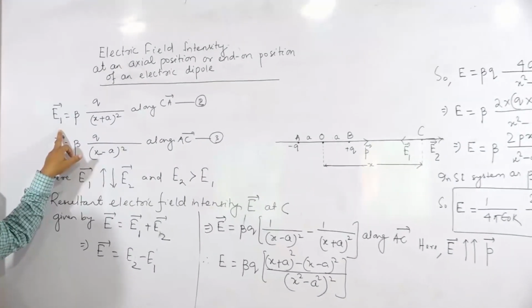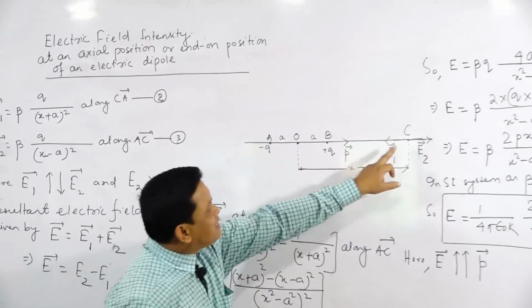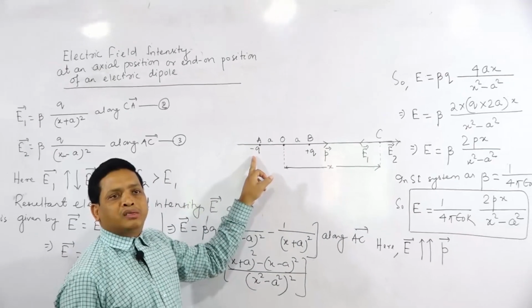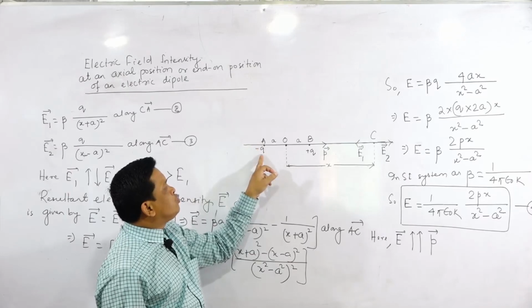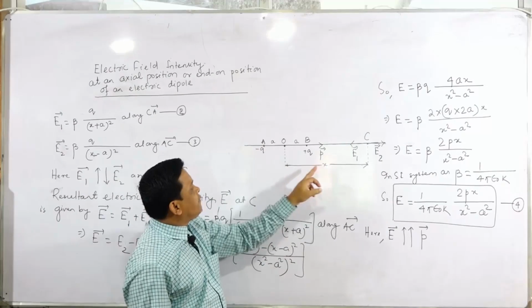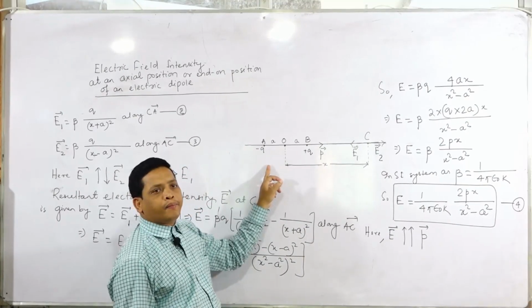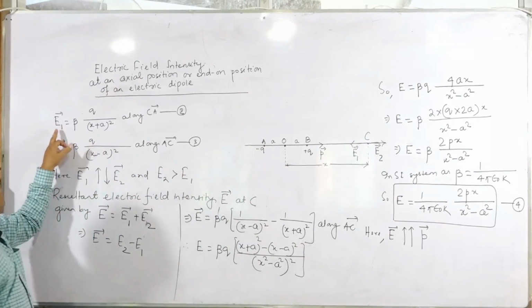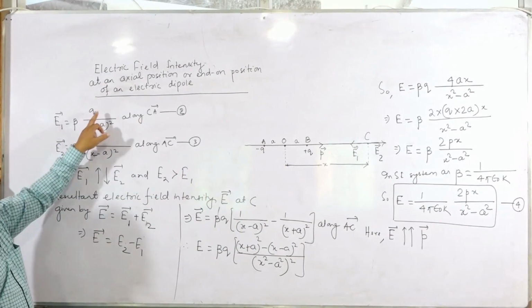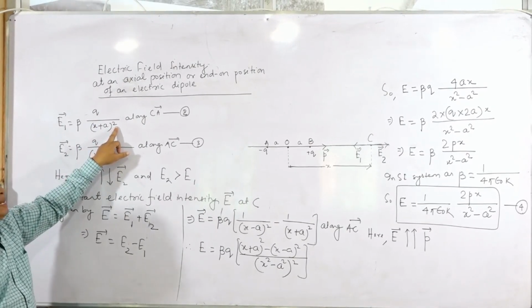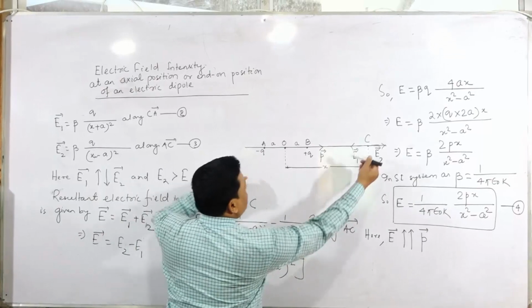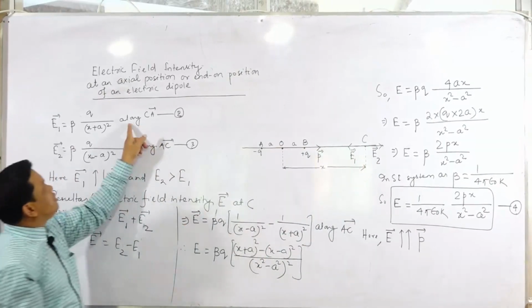Clear? We have taken E1 vector, electric field intensity at C due to minus q charge. C point, minus q charge, the distance is x plus a. So E1 vector equal to kq by (x plus a) square, and direction, it is negative charge, so along CA vector, along CA vector.